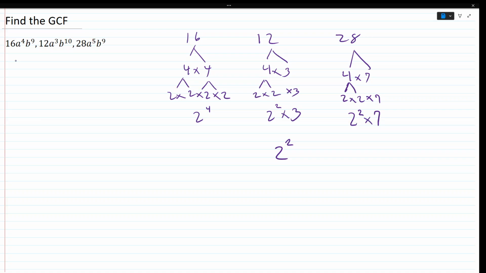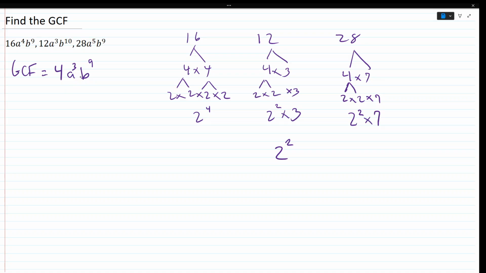So the coefficient of our GCF will be 2 to the 2nd, which is 4. And they all have an a, they all have a b, so we'd have the a's and b's. For the smallest power of the a's, we have a to the 4th, a to the 3rd, a to the 5th. So the smallest power of the a would be a to the 3rd. And for the b's, we have b to the 9th, b to the 10th, b to the 9th. So the smallest power of the b's would be the 9th.